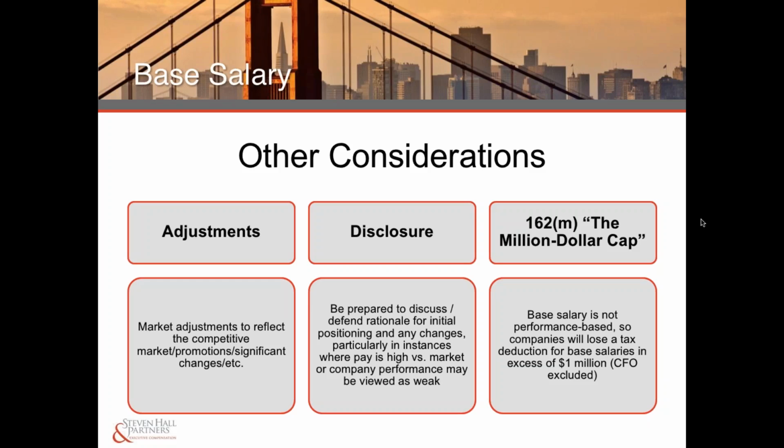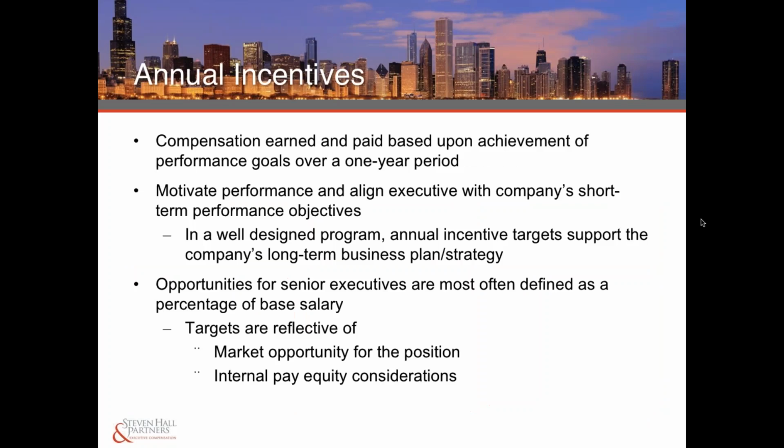And the final thing to consider is the 162M $1 million cap. So under 162M, companies can't take a tax deduction for compensation that is not performance-based over this $1 million threshold. And that excludes your CFO, but it includes your CEO and other proxy officers. The one thing to consider there is while base salary does not count as performance-based, neither do things like the time-vested restricted stock awards that we'll talk about in the future. So when you're setting your base salary, if you have it set at $1 million, anything above and beyond that is not performance-based, you won't be able to take a tax deduction on. We'll go a little bit more into 162M in the annual incentive section.